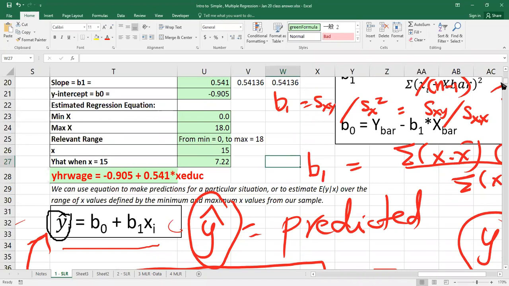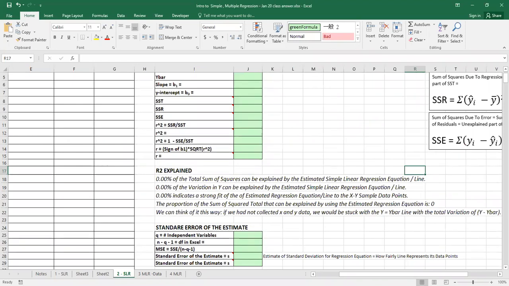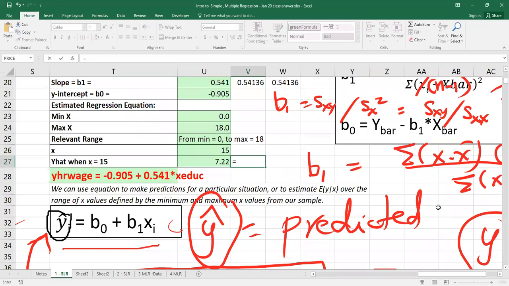Punta na tayo, guys, sa simple linear regression. Okay, by the way, guys, we can also use, there's a function in Excel called forecast, no? Okay, yan ito, forecast, ha?